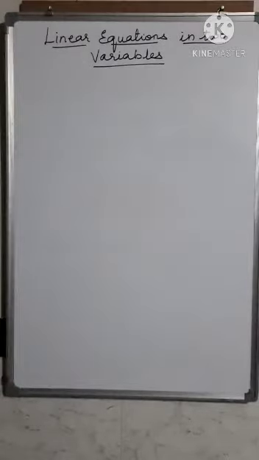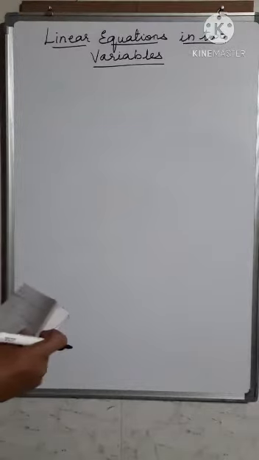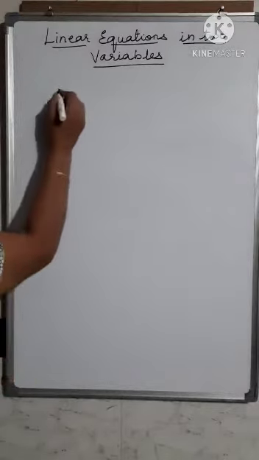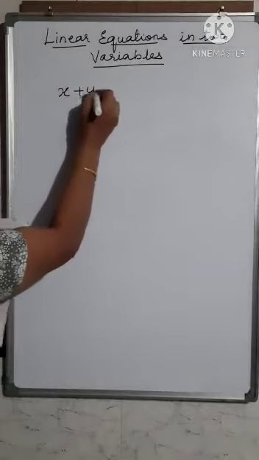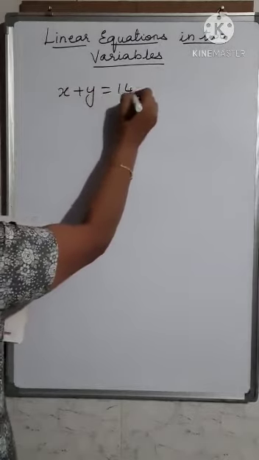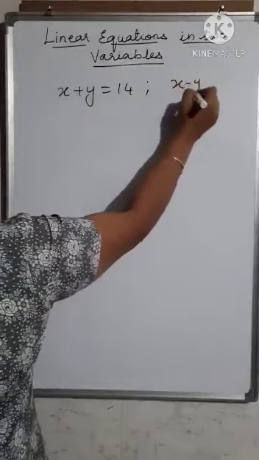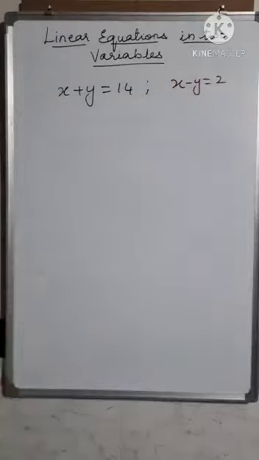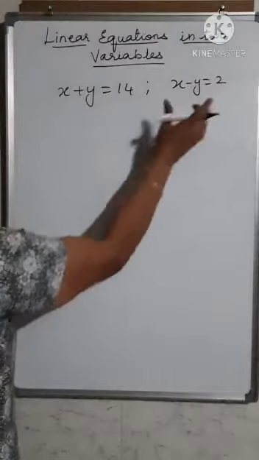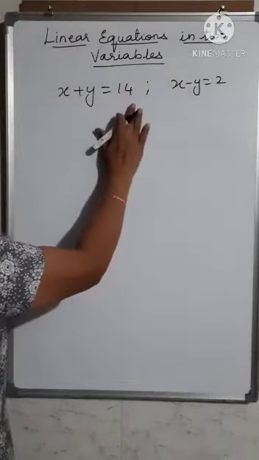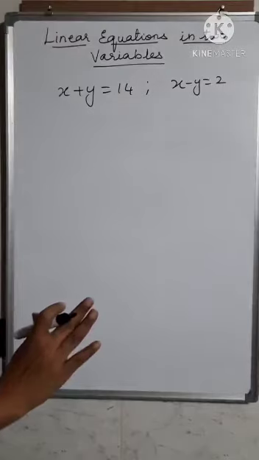I'm taking an example here of how to find the solution by the elimination method. You have got a pair of equations, x plus y is equal to 14, and x minus y is equal to 2. I have taken a simple equation for you all to understand it. Now here you have got a pair of equations, and you have to find out its solution.